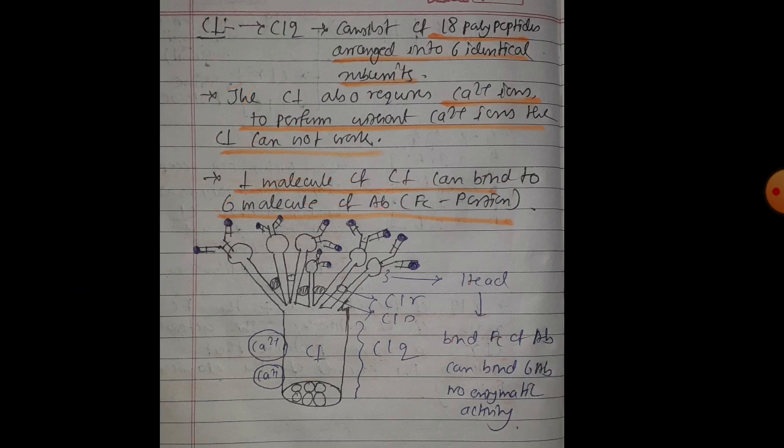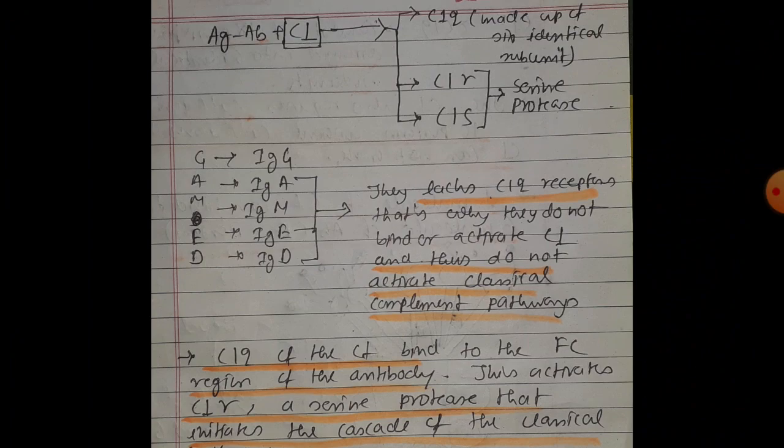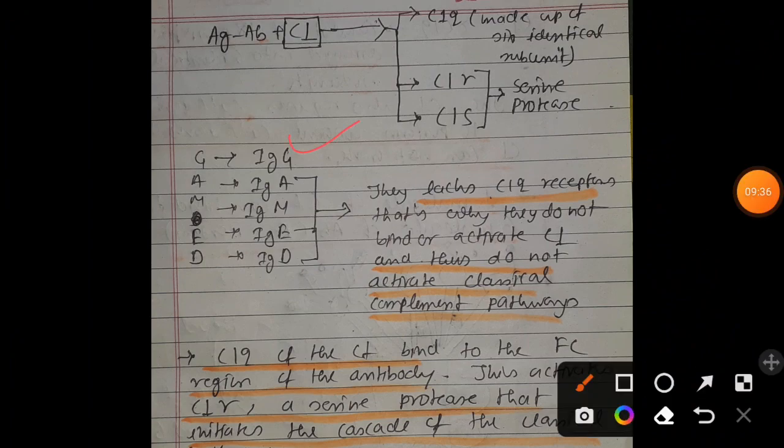Now here lies the answer why only IgG and IgM can activate complement, and IgA, IgE, IgD cannot: because IgA, IgE, IgD lack the C1q receptor, and that is why they cannot bind and activate C1, and that is why they cannot activate the classical complement pathway. Clear?